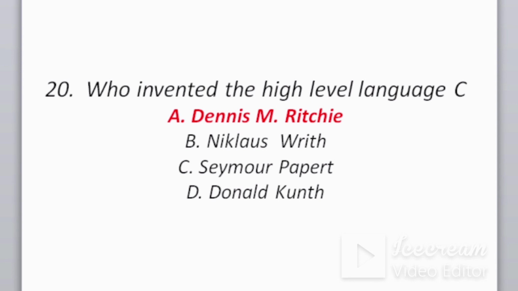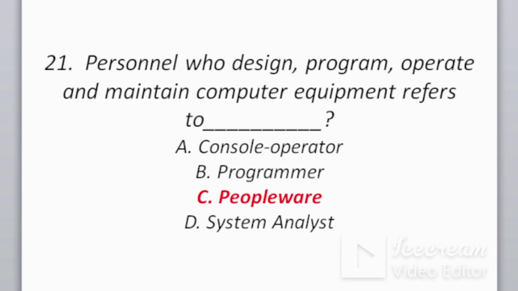Number 21, personnel who design programs, operate and maintain a computer equipment are referred to as dash: A, console operator; B, programmers; C, peopleware; D, system analyst. The correct answer is peopleware.